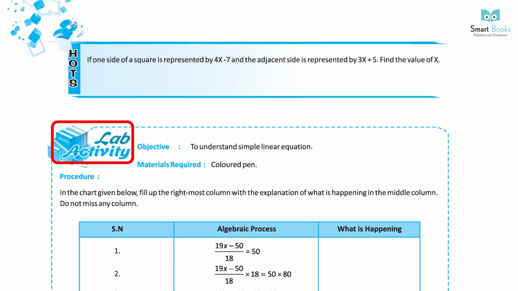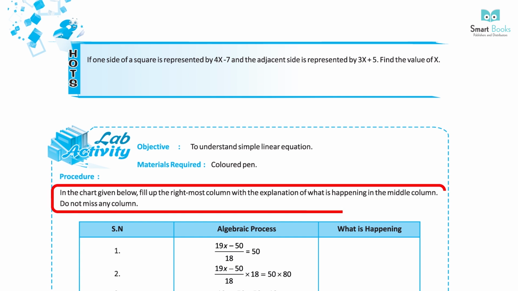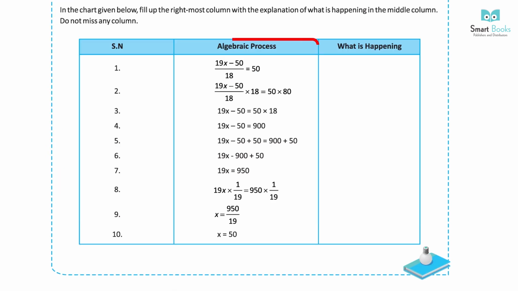Lab activity. Objective: to understand simple linear equation. Materials required: colored pen. Procedure: in the chart given below, fill up the rightmost column with the explanation of what is happening in the middle column. Do not miss any column. Serial number. Algebraic process. What is happening?